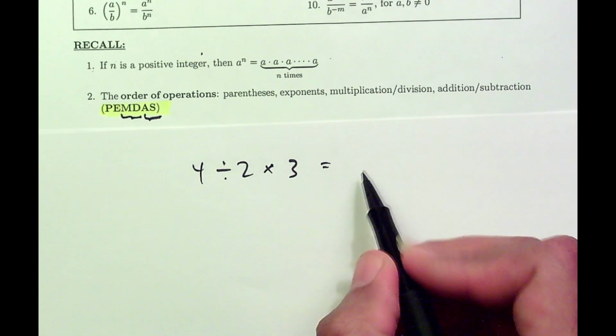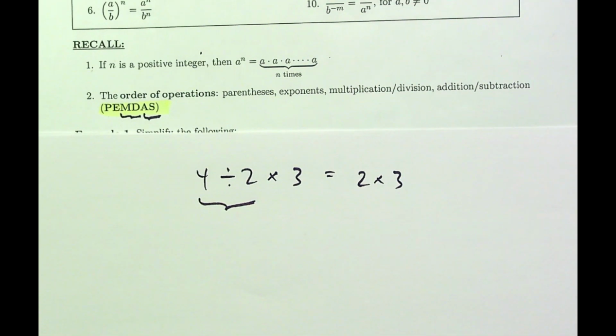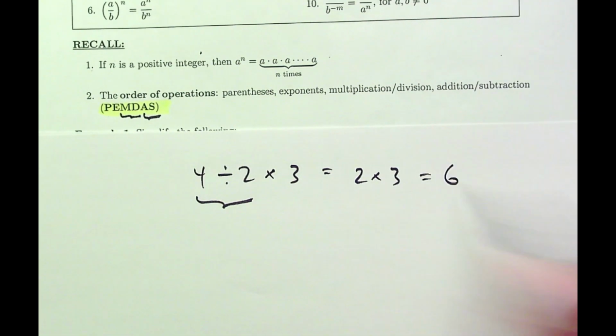So 4 divided by 2 is 2. So taking care of that, that gives you 2 times 3. So the answer is 6.